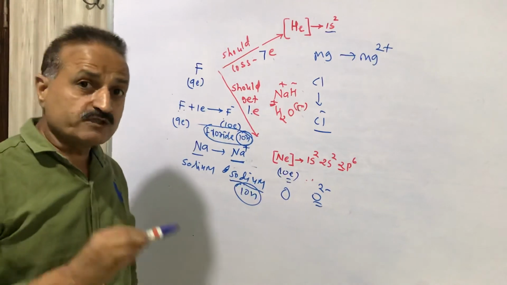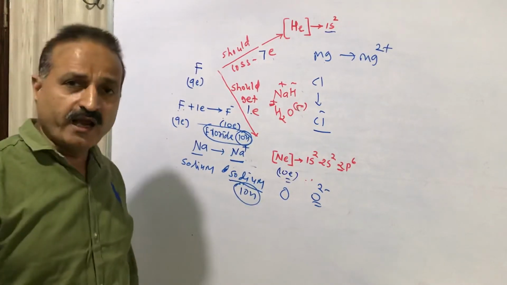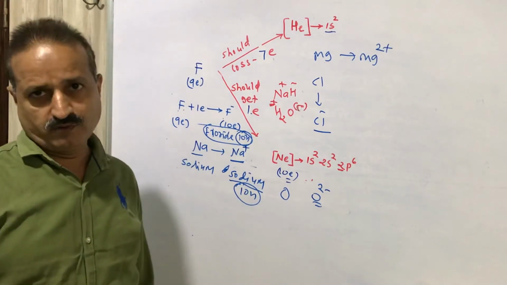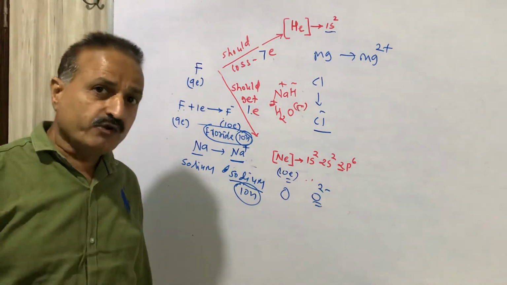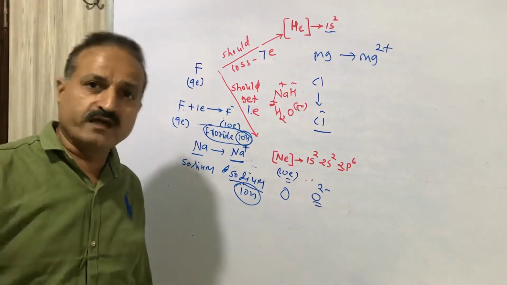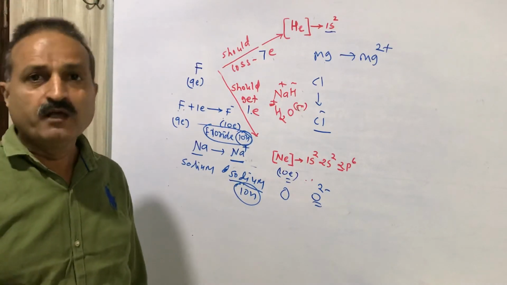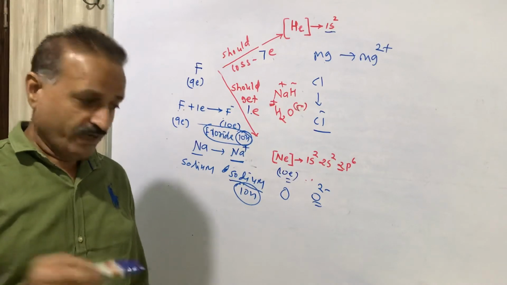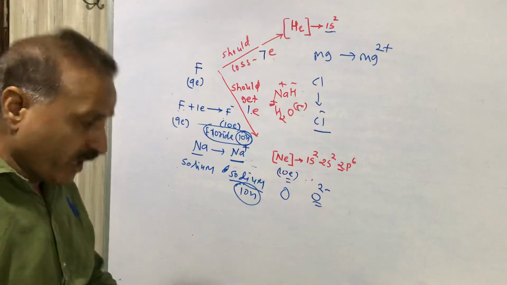What is the difference between an ion and an element? An element is neutral and an ion may be positive or negative. So when you are saying any charge, plus or minus, you must say it is an ion. And when you are not seeing any charge on an element, it is a neutral element. Very important. Now we have examples of some molecular formulas.